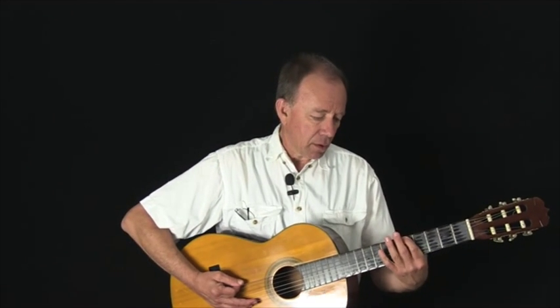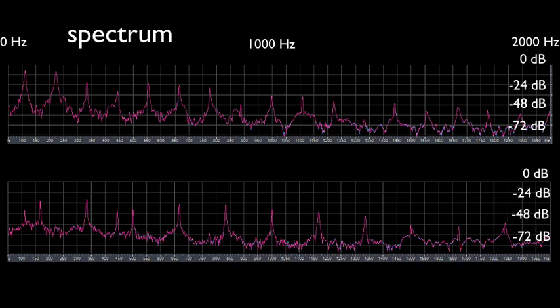Another interval that's very important in almost all human musics is the fifth. 1, 2, 3, 4, 5. 1, 5. That's a fifth. That's also almost universally considered harmonious.